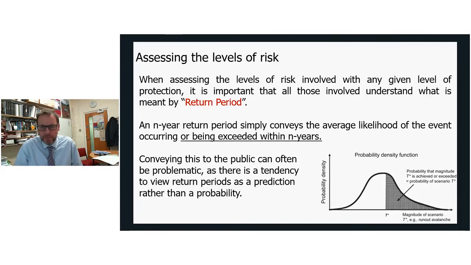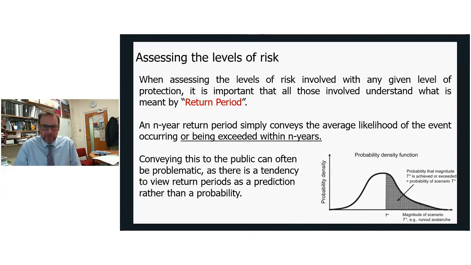So conveying this to the public sometimes can be problematic, and it's recognised that when people talk about return periods, quite often members of the public and others view it as a prediction, so it's going to flood once every 30 years. That might be their perception, rather than what it actually means, which is a probability. So there was a move a few years ago to talk in terms of probabilities to people, because the argument was that people understood horse betting odds and national lottery chances of winning better than they understood storm return periods.